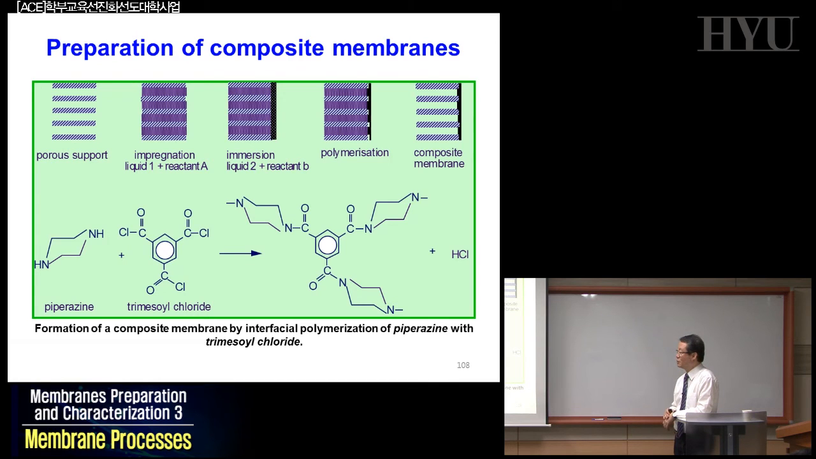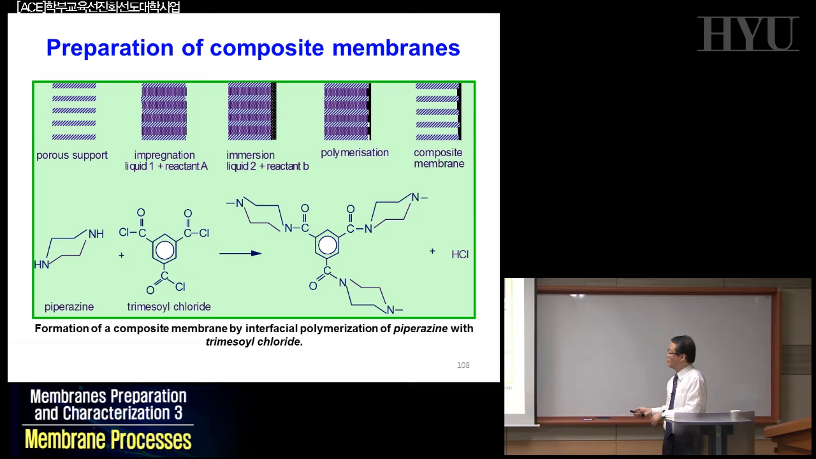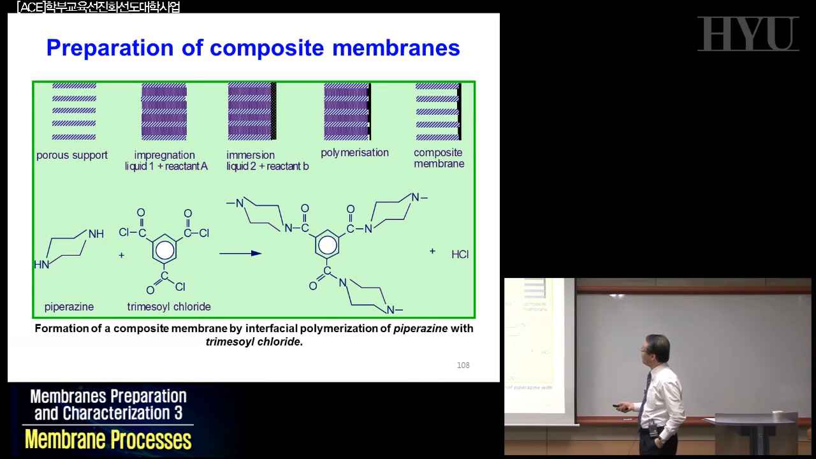But the problem is that your selectivity, the rejection, will go down, so in this case this chemistry has been used for making nanofiltration membranes rather than reverse osmosis membranes. Anyway, what you do is you have a porous support, impregnate the liquid 1, and immerse it into a liquid 2, so that they polymerize. If you remove the excess liquids, then you can have a composite membrane.